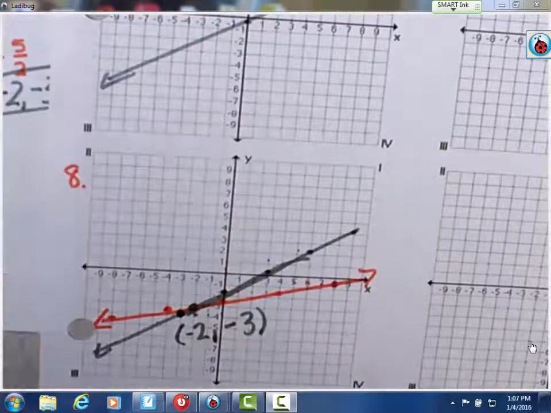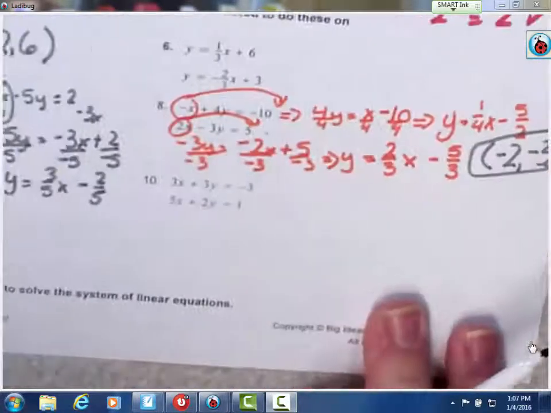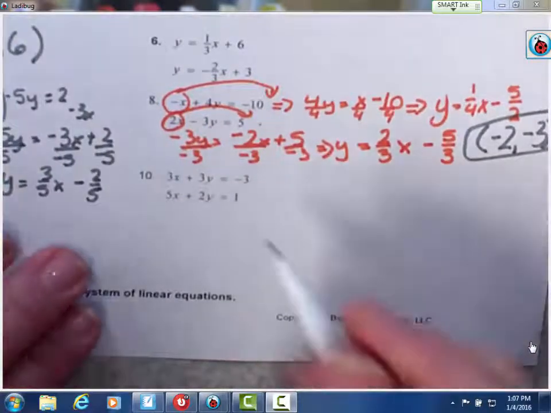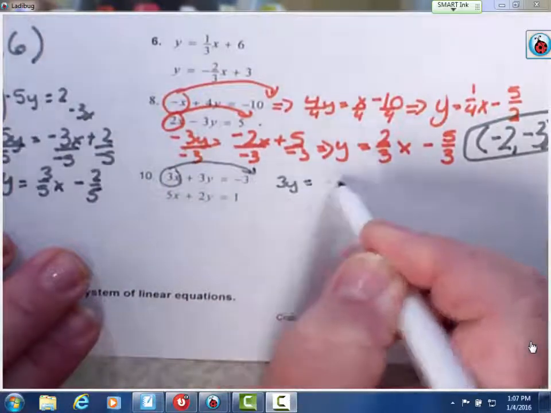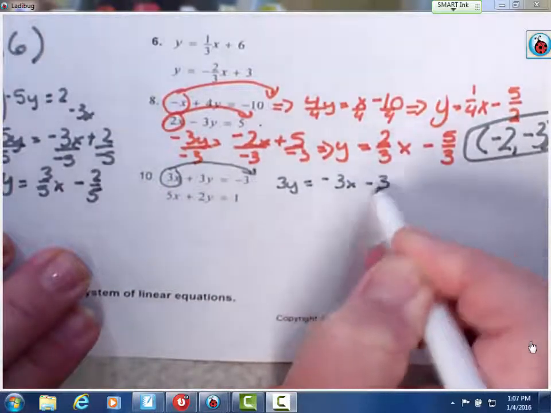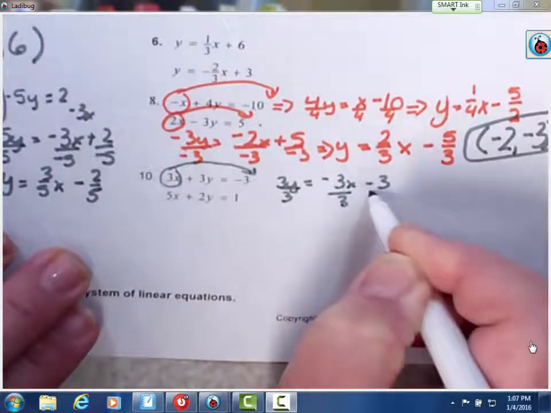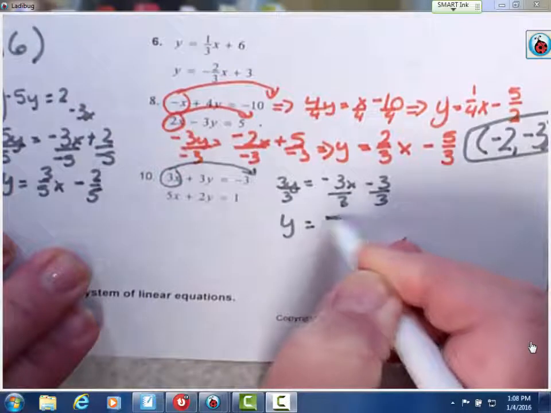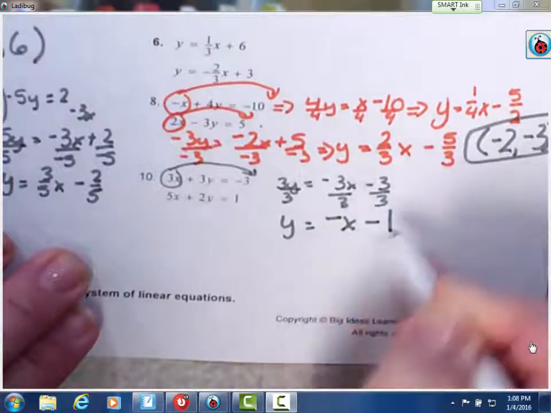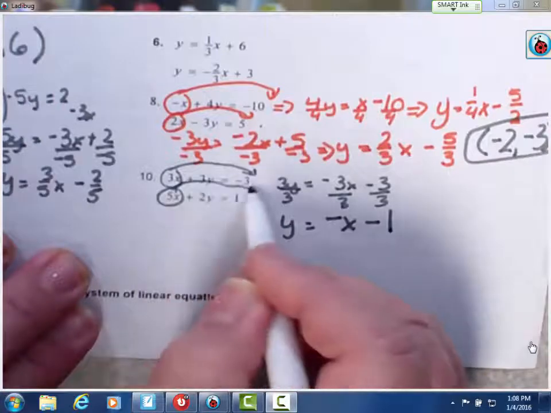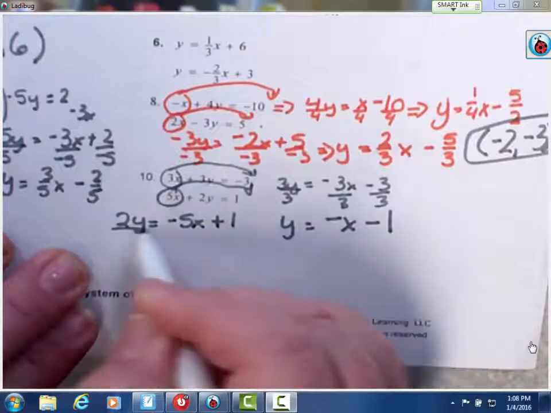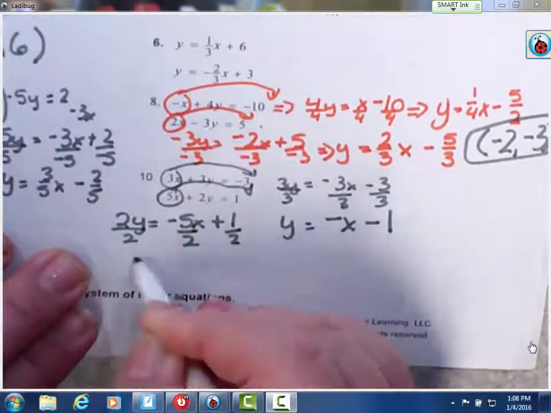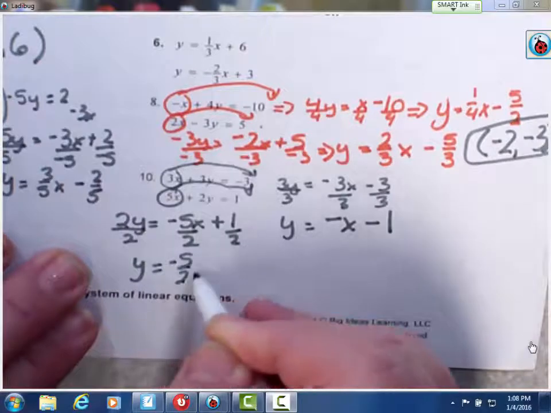All right, number 10. Last one in that section. Okay, again, neither of them are in y equals form. So we know the 3x would need to go over to the other side. So we have 3y equals -3x minus 3. Divide by 3. Y equals -x minus 1. And then here, the 5x would go to the other side, so we get 2y equals -5x plus 1. Divide everything by 2. Y equals -5 halves x plus 1/2.